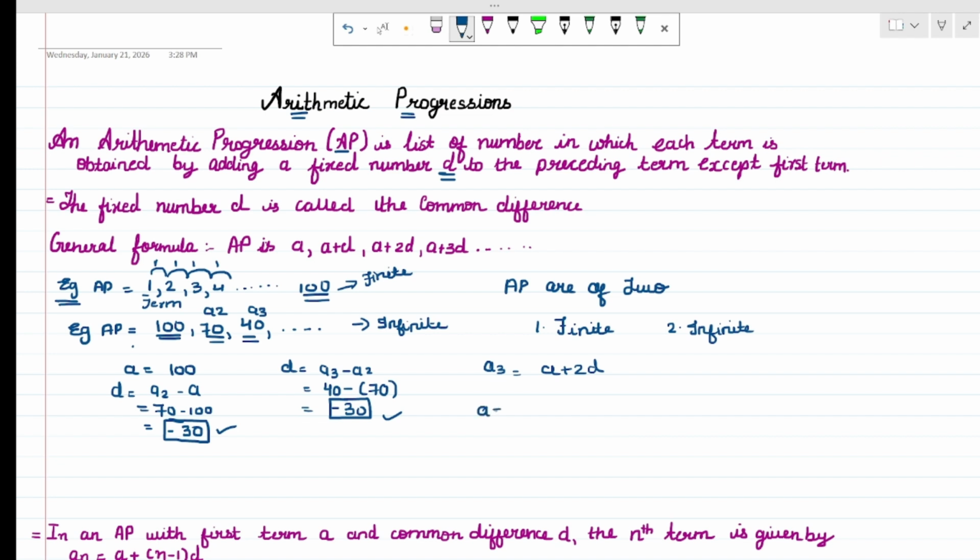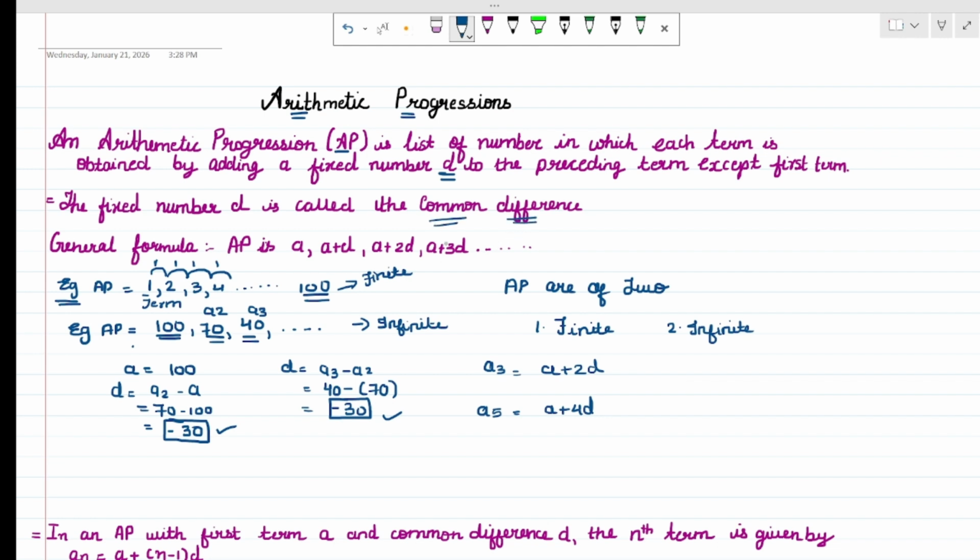Same way, if anybody asks you the formula of A5, your formula becomes A plus 4D. What you need to keep in mind is that whenever any kind of term is asked, you should just subtract 1 from that number, and you will get the answer. The fixed number is called the common difference of an AP.